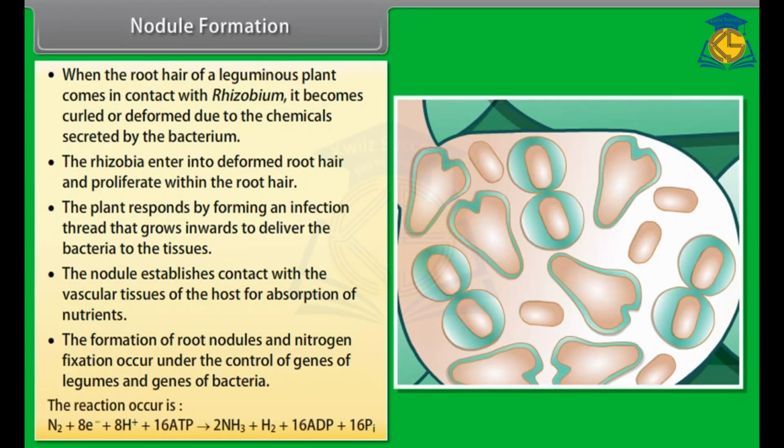The reaction that occurs is: nitrogen plus 8 electrons plus 8 hydrogen ions plus 16 ATP gives 2 NH3 plus hydrogen plus 16 ADP plus 16 Pi.